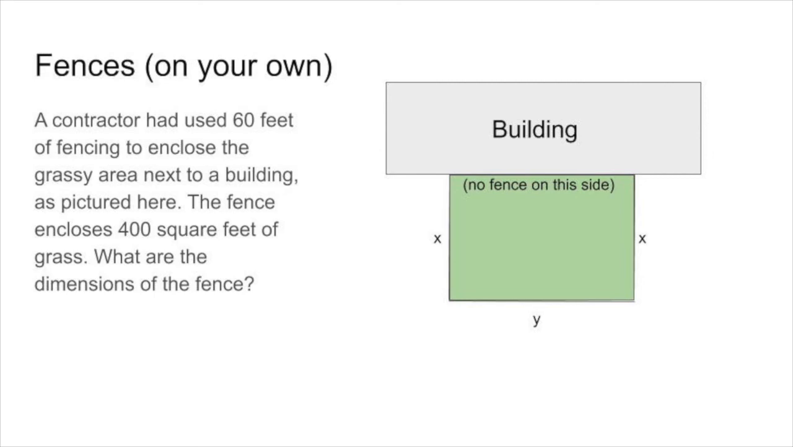A contractor has used 60 feet of fencing to enclose the grassy area next to a building, as pictured here. The fence encloses 400 square feet of grass. What are the dimensions of the fence? Now I want to be clear, there's no fence on the side of the building. So when you're looking for what makes up the 60 feet, none of that is going on the side of the building.